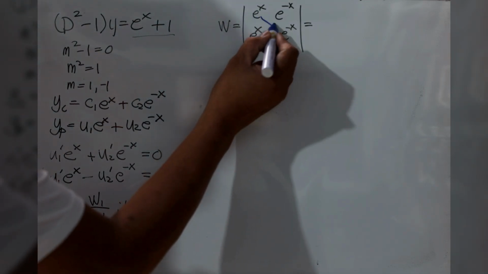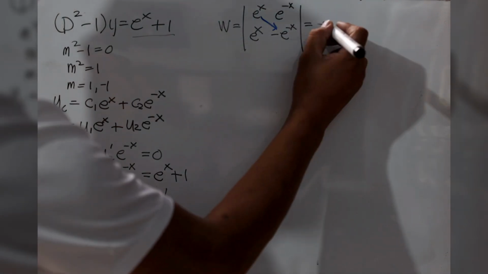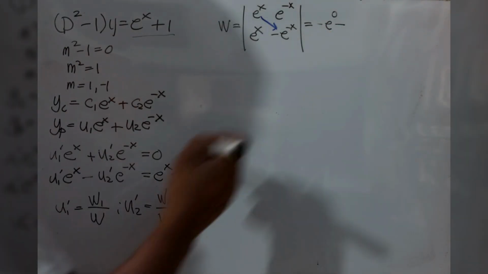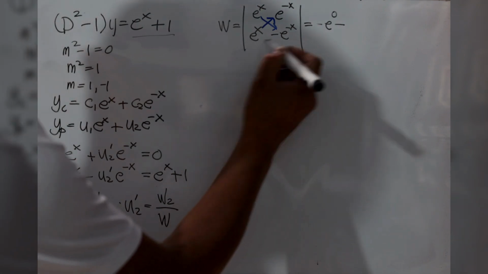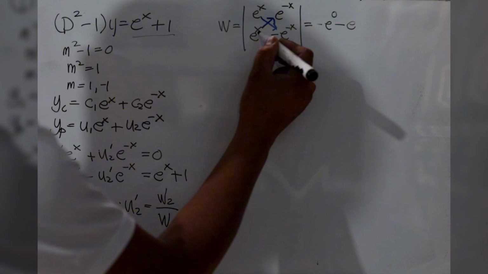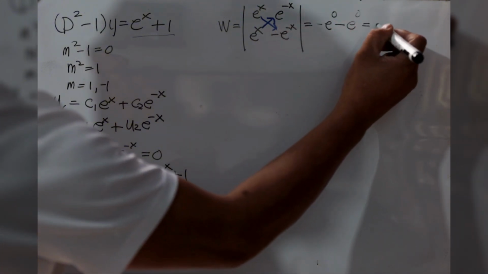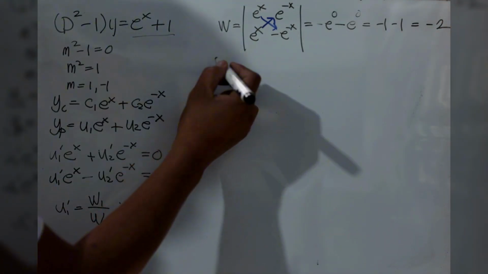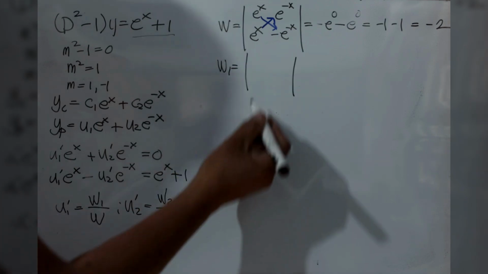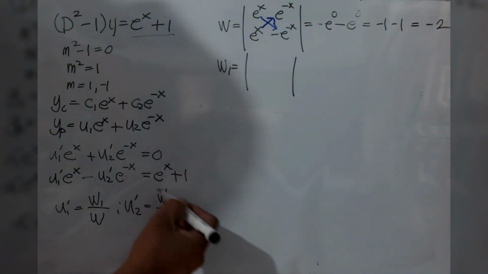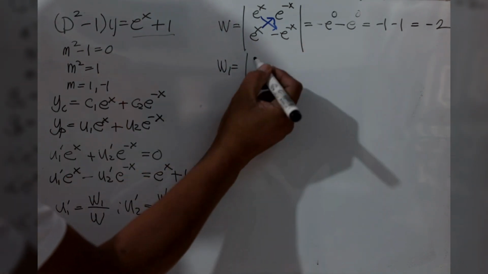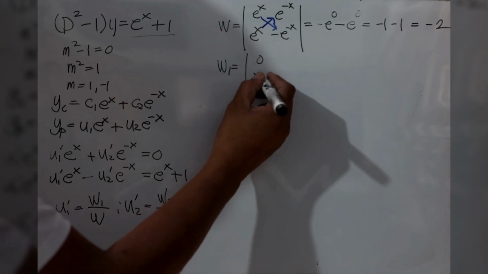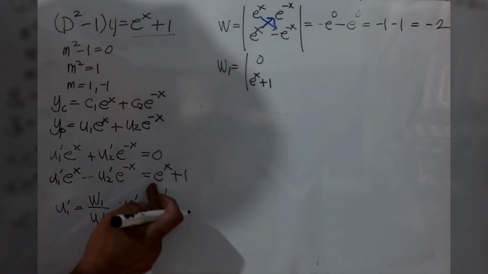We multiply this. We get the product, which is negative e to the x minus x, which is 0. And then we subtract this product, which is e to the x minus x, also 0. So that's negative 1 minus 1, which is negative 2. And w sub 1 is, the first column will be the right side of the equation here. So we have 0 and e to the x plus 1. That's 0 and e to the x plus 1.